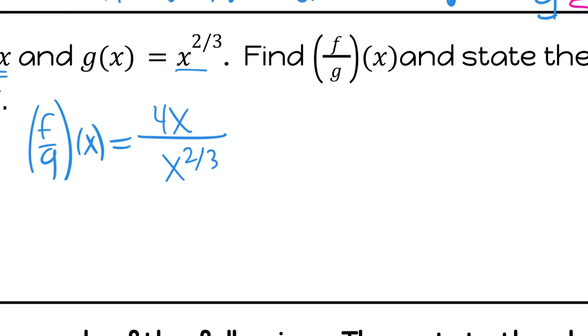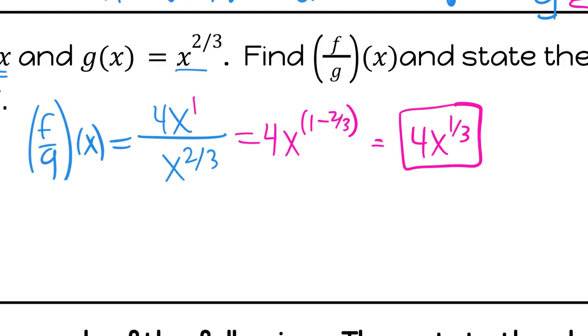Okay, so we're going to use our exponent properties here. Remember, this x has a 1 as the exponent, and when you divide exponents, you subtract them if the bases match. So we're going to do 1 minus 2/3. This would be 4x to the 1 minus 2/3 power, which is 1/3, right? If we take away 2/3 from 1, we would just have 1/3. So that is our answer.